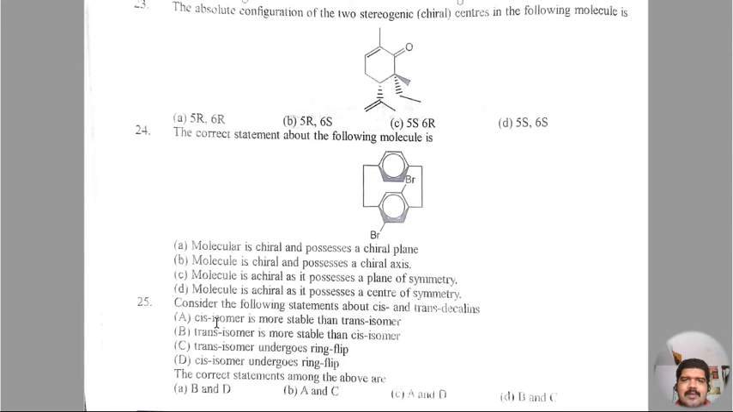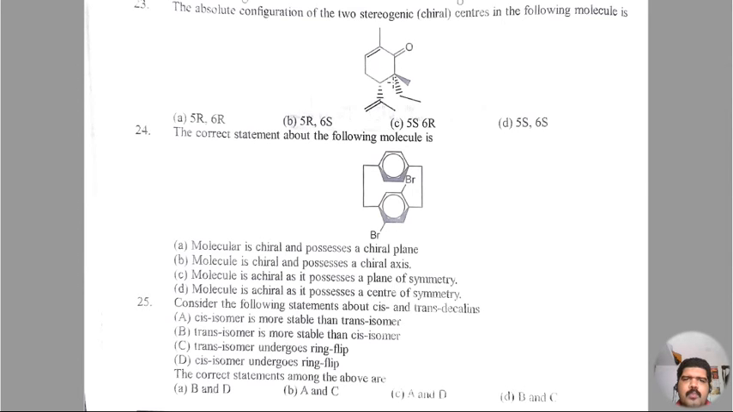Now, next question. The absolute configuration of the two stereogenic chiral centers of the following molecule. Here you have a carbonyl group. So 1, 2, 3, 4, 5, you have chiral centers at 5 and 6. This carbon is attached to a carbon which has 3 carbons. This carbon is attached to a carbon which has 1, 2, 3 carbons. Here only 1, right? So out of these two, we need to assign which will have higher priority. Looking at the next one, you have the carbonyl group here.